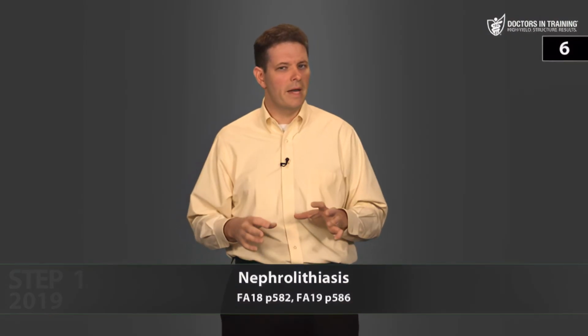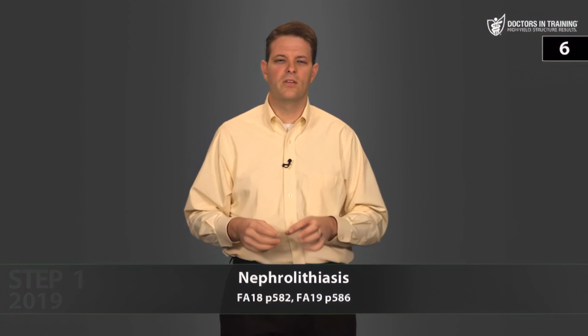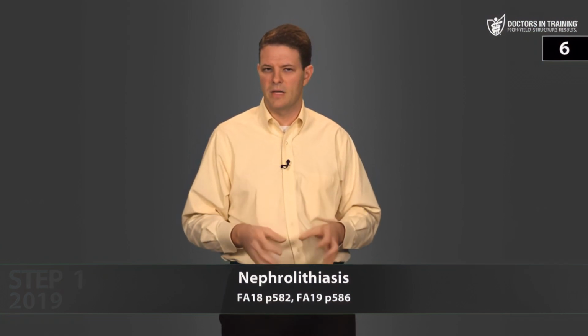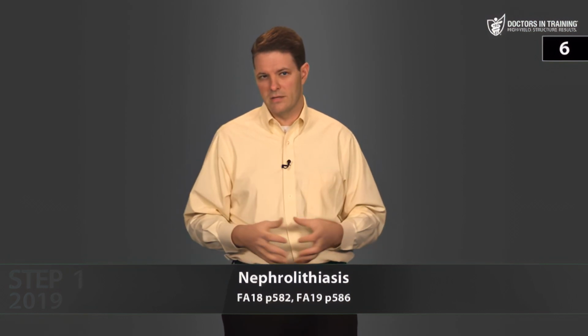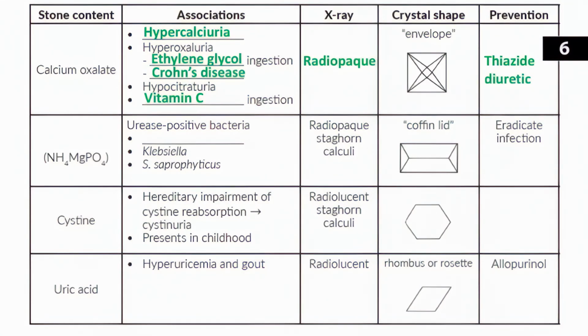Now, before you panic, I want to remind you that calcium oxalate stones are by far the most common type of kidney stone. So I'm not going to go into near as much detail about the rest of these. The next type of stone is ammonium magnesium phosphate stones, which are sometimes called struvite stones. These occur when certain bacteria, which have an enzyme called urease, break down urea in the urine into ammonia plus carbon dioxide. And that ammonia raises the pH of the urine.